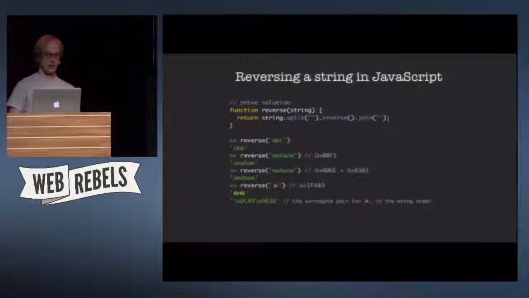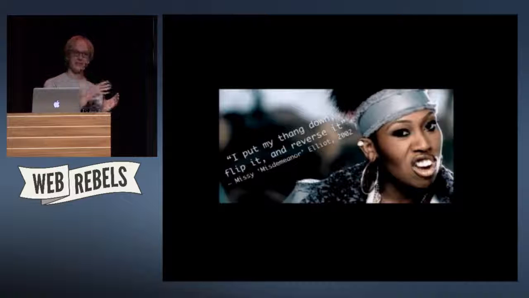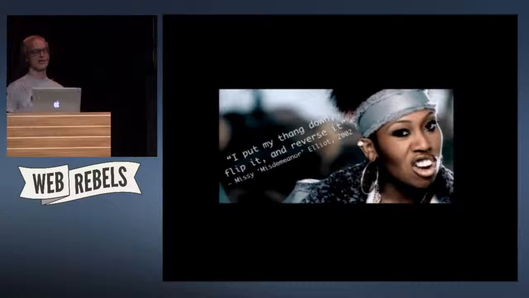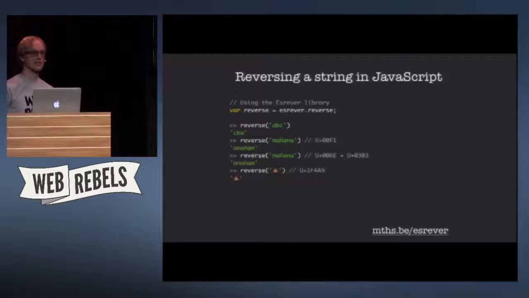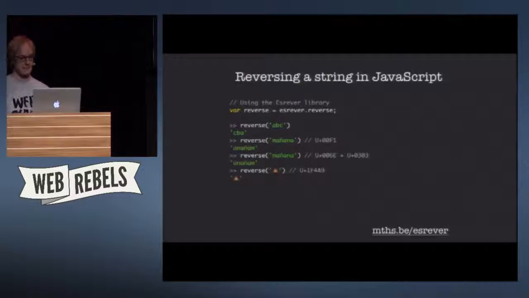Luckily for us, a brilliant computer scientist named Missy Elliott came up with a bulletproof algorithm that accounts for these issues. The algorithm goes, I put my thing down, flip it, and reverse it. And indeed, by swapping the position of any combining marks with the symbol that they belong to, as well as reversing and swapping any surrogate pairs in the string before further processing it, like we did before, then these issues are avoided successfully. So thank you, Missy. I actually made a JavaScript implementation of Missy's algorithm. It's called sRever. So if you ever do need to reverse a string in JavaScript, feel free to use it. It handles these cases perfectly.